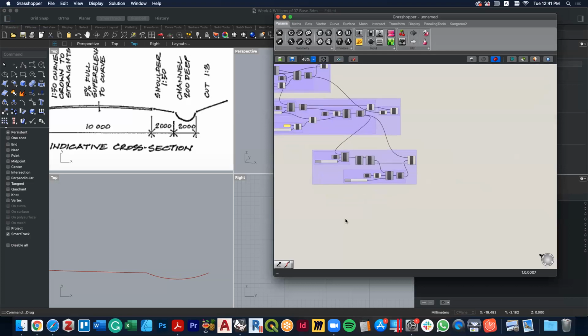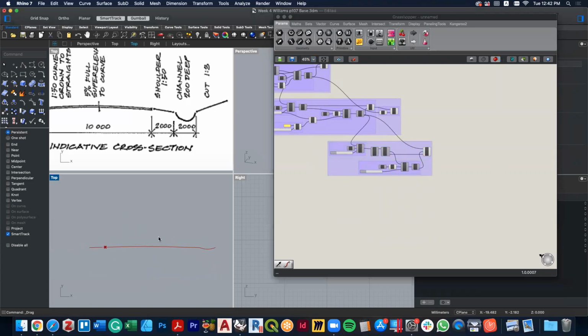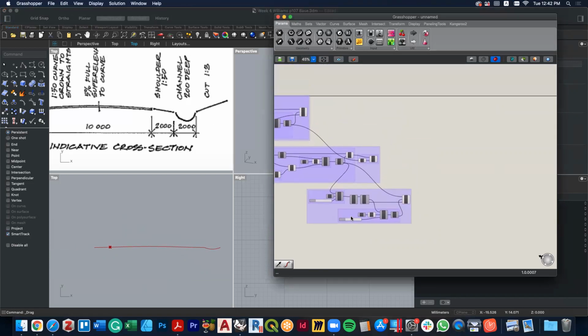In this situation, we'll call it channel. And there is the channel. So now we've got the shoulders, the lines, the shoulders, the channel. Now we have these two embankments on either side.